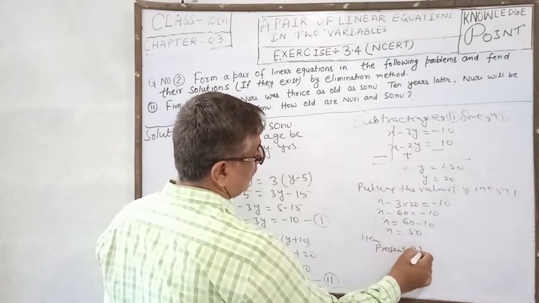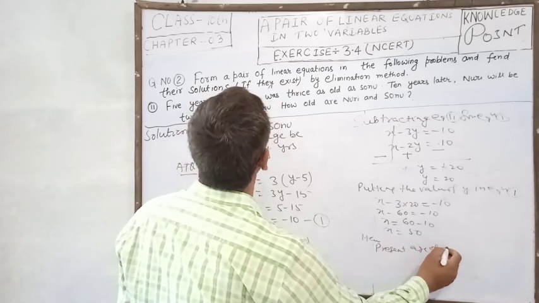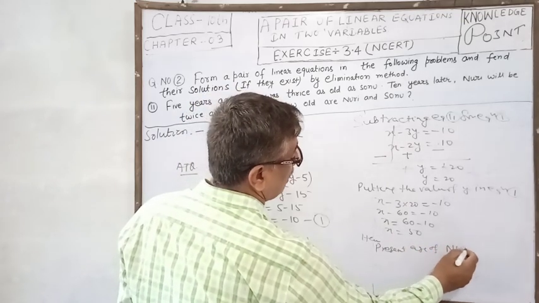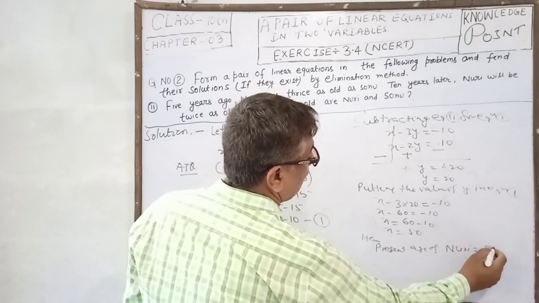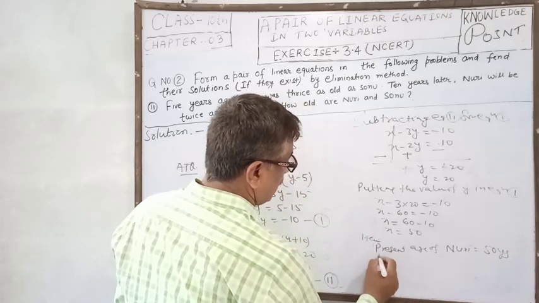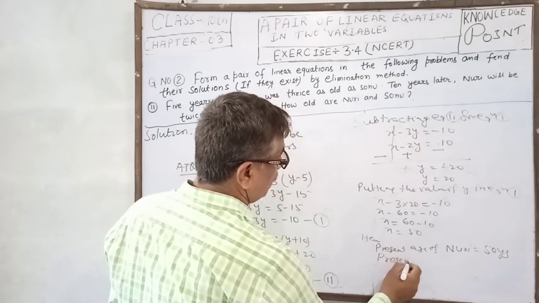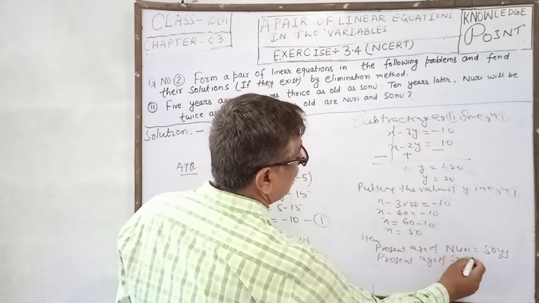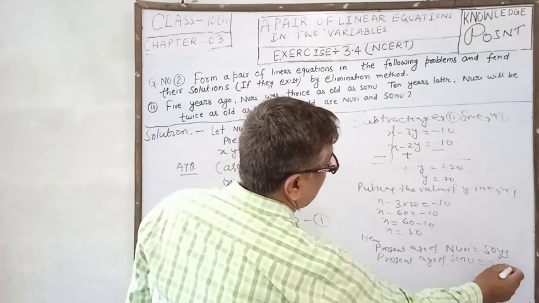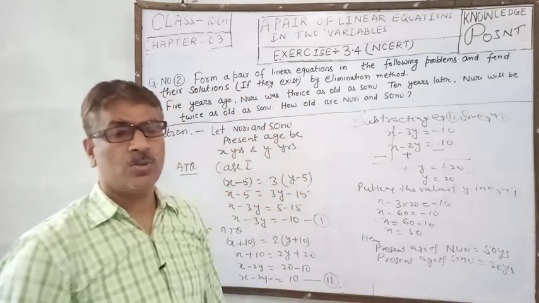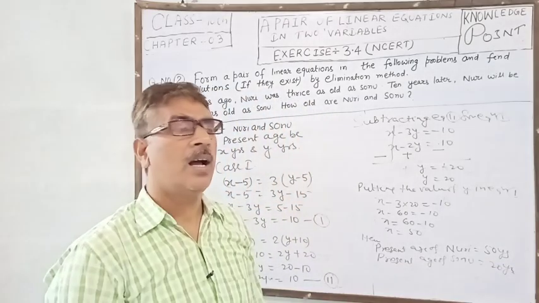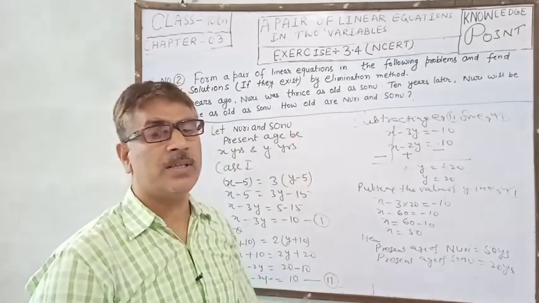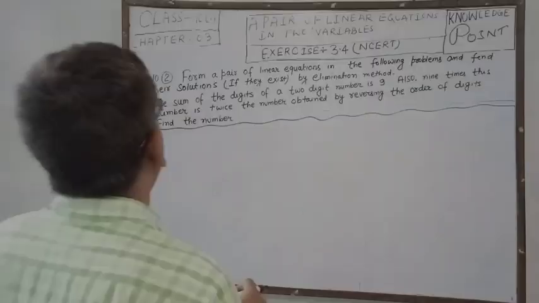Hence, the present age of Nuri is 50 years. Present age of Sonu is 20 years. So students, I have completed question number second solution.